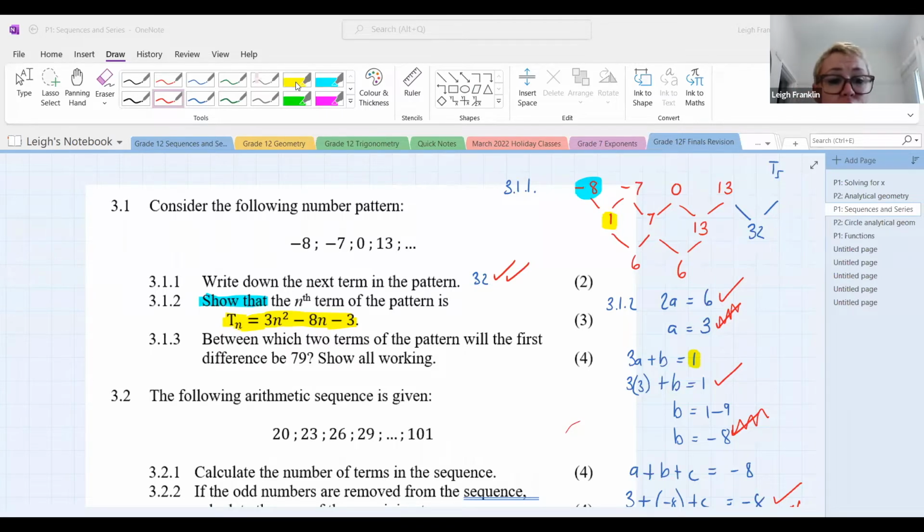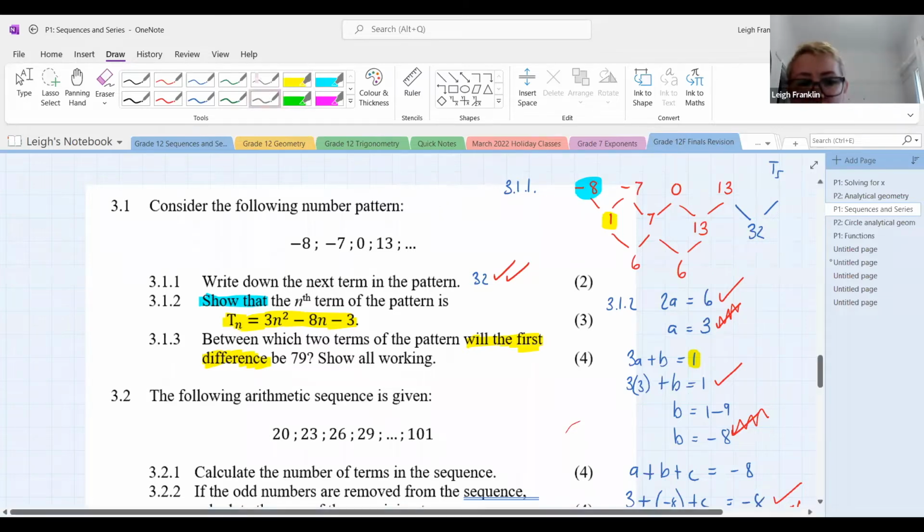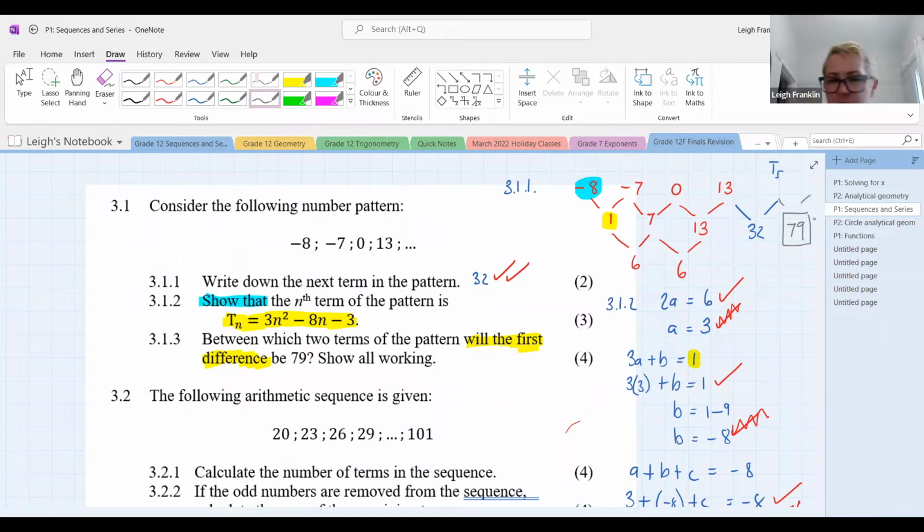So we can see they've used the words: between which 2 terms of the pattern will the first difference be 79. In other words, they're telling us that somewhere down in this pattern over here, when we take one term away from another, we're going to end up with 79 as one of our outputs in our first differences row. So if 79 represents an nth term of the first differences, what formula are they asking us to use?